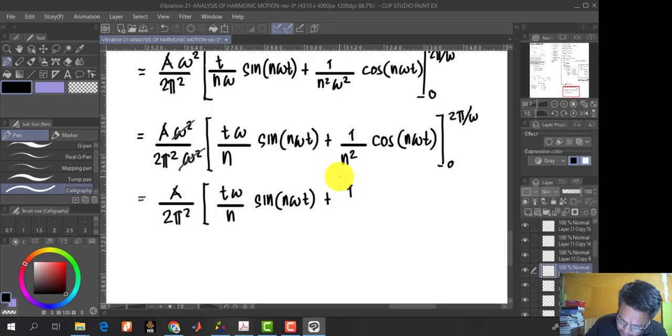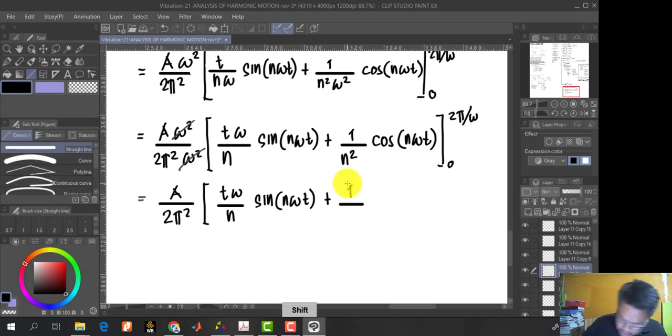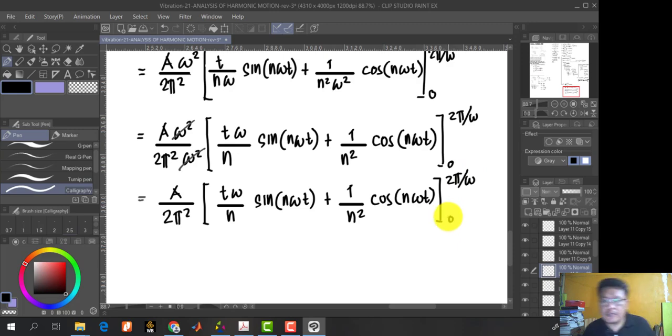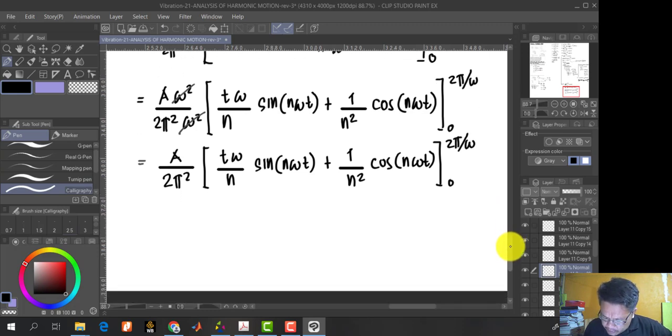Then we have your 1, all over our n squared. Then this is cosine, and this is n angular velocity times time. And we have the boundary, which is 2 pi over angular, and this is 0. So that this one satisfies the result from the book.